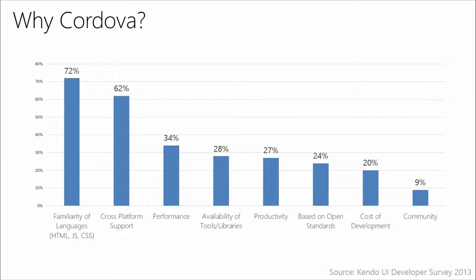Some chose it for performance, which I think is interesting. There's a strong perception that native apps are highly performant and JavaScript apps are not. But anybody who knows their stuff knows that there are certain situations where JavaScript apps are more performant. It just really depends on what you're doing. And you can look at the rest of those. I won't take you through all of them.